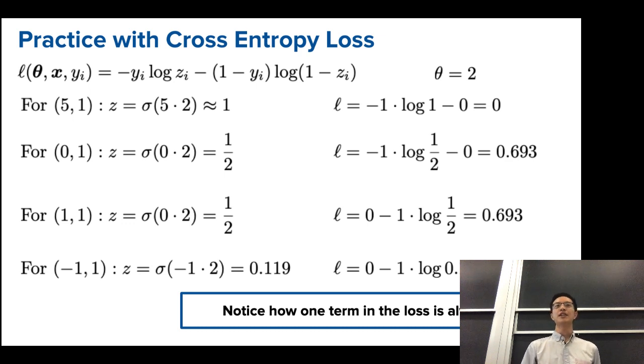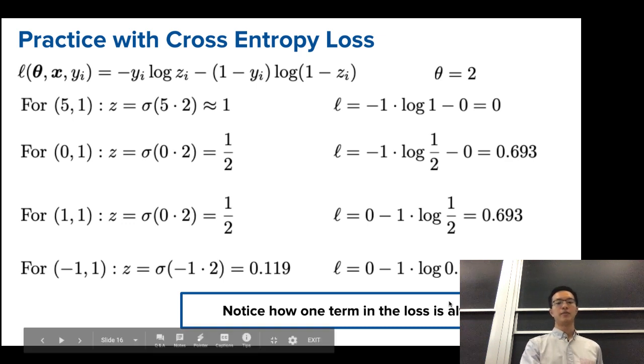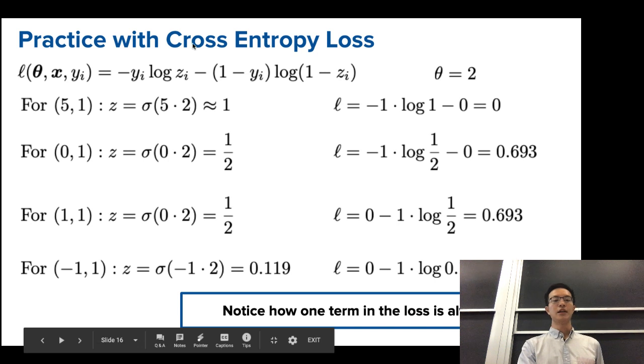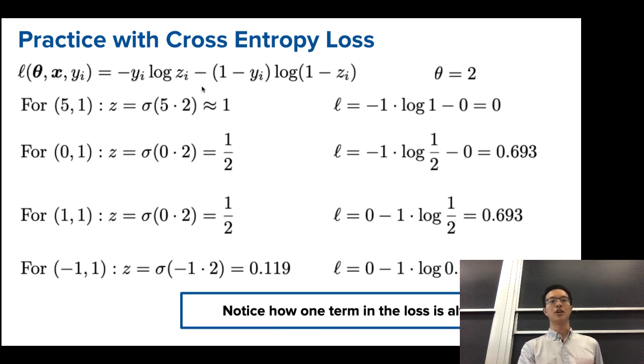Notice how one term in the loss is always equal to 0. That's the behavior of the cross-entropy loss. And the reason why one term in the loss is always equal to 0 is because either y sub i will be 0 or 1 minus y sub i will be 0. y sub i will be 0 when y sub i is 0, and 1 minus y sub i will be 0 when y sub i is equal to 1. And since y can only be either 0 or 1, one of these terms will always equal 0.